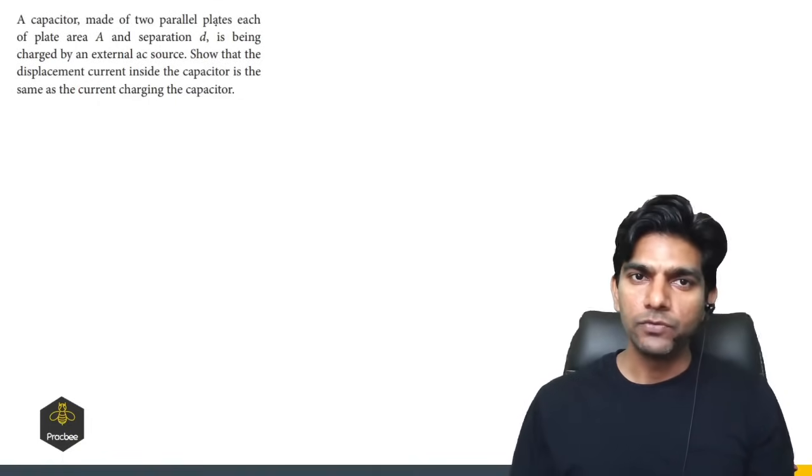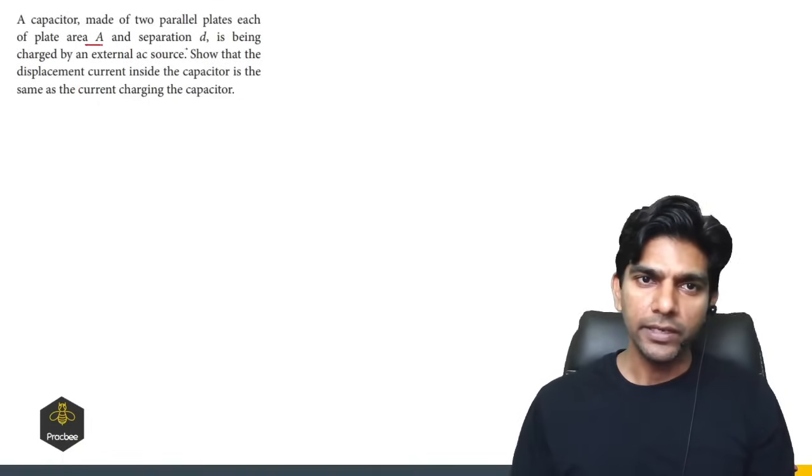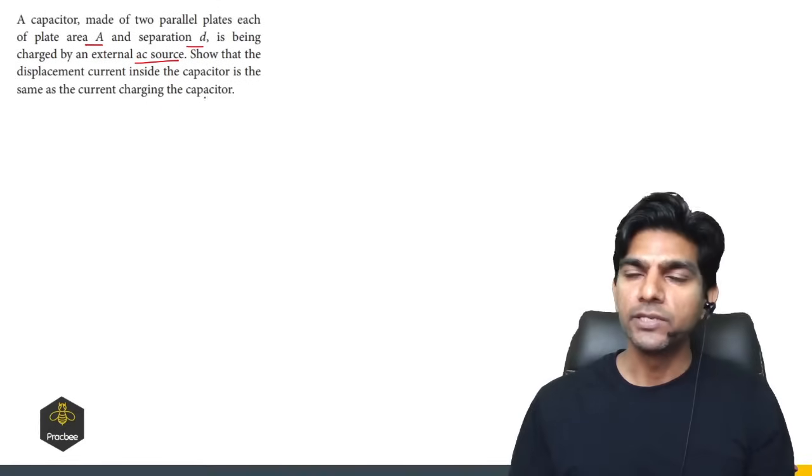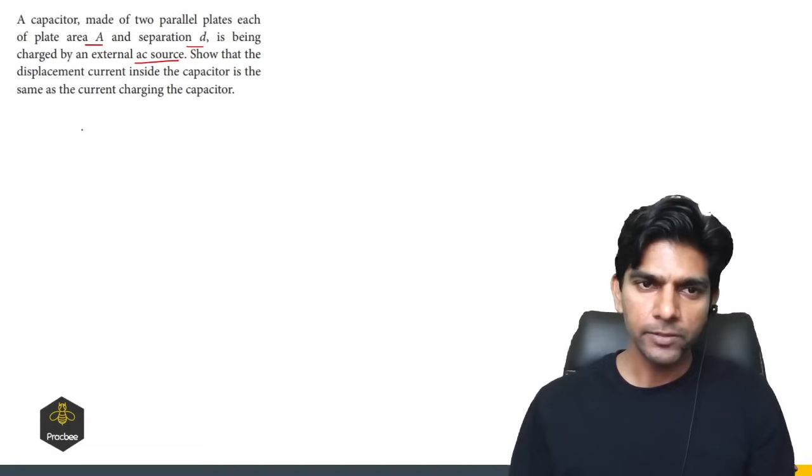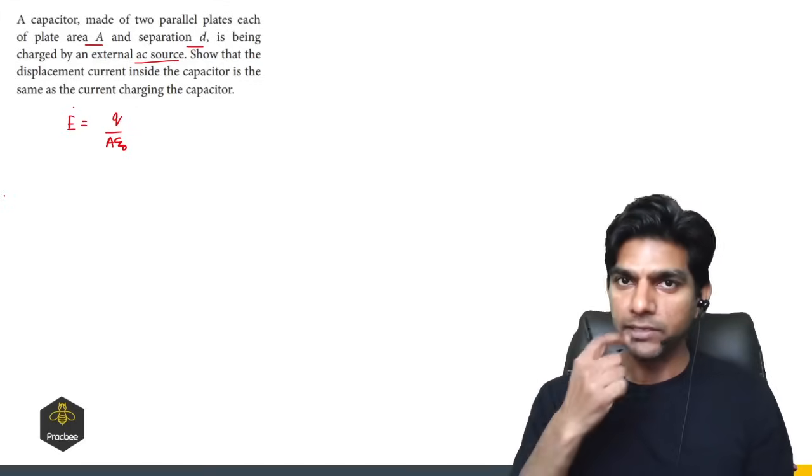A capacitor made of two parallel plates, each of plate area A and separation d, is being charged by an external AC source. Show that the displacement current inside the capacitor is the same as the current charging the capacitor, and that we have already discussed. If I show, the electric field will be Q upon A epsilon naught. That is the electric field.